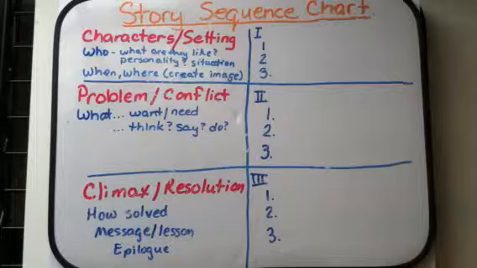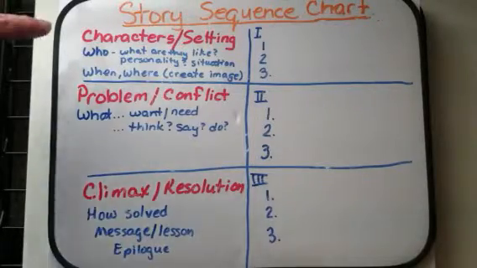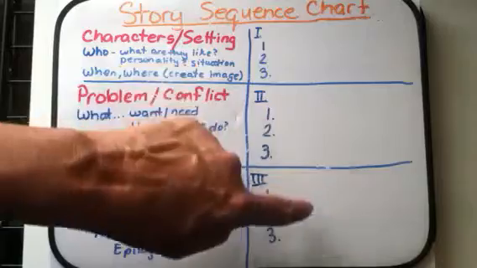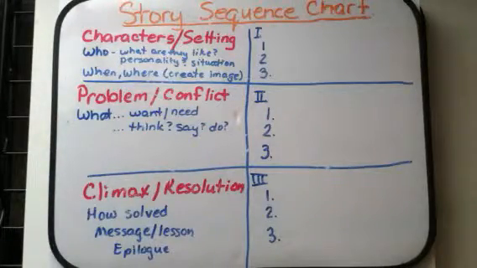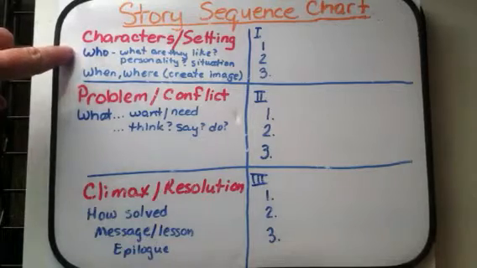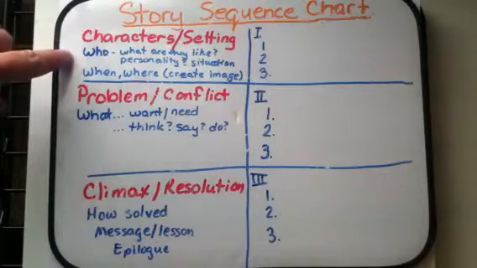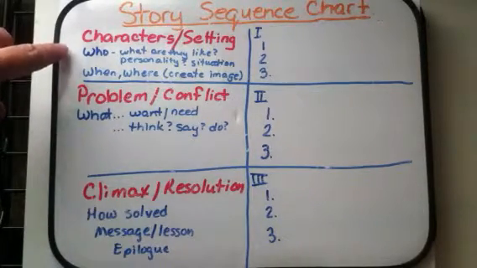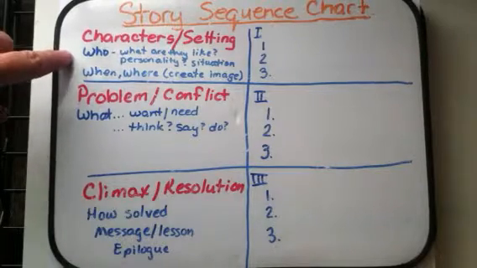So these stories can be any length. They can be a short 1-paragraph story, or they can be even as long as a book. So you'll see here that we'll have 3 paragraphs. Each one of these represents a paragraph, and the first paragraph is going to be about the characters and setting. So you'll ask questions about the characters and the setting.